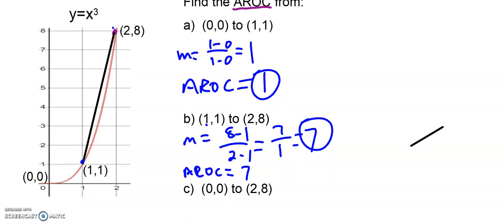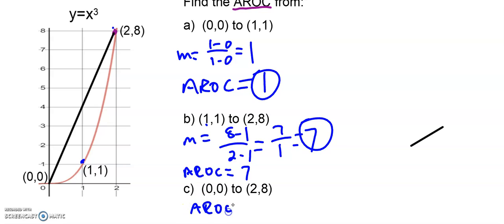And let's do it one more time. What if I want to find the average rate of change between (0, 0) and (2, 8)? Well, in this case, I would have this as my line connecting the 2 points. And so my average rate of change, or my slope, would be 8 minus 0 over 2 minus 0. So that becomes 8 over 2, which is 4. All right, and so that's how you find the average rate of change.